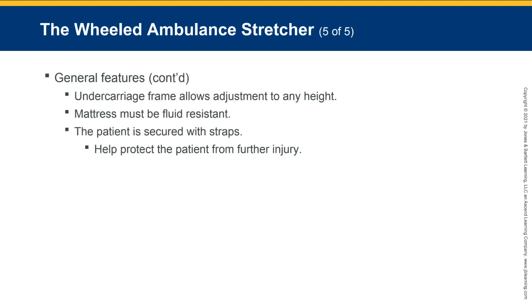Now, the wheeled ambulance stretcher also has an undercarriage frame which allows adjustment to any height. It has a lock which you can release and then adjust the stretcher to any height that you want. Well, not all stretchers are like that. The older models can only go from a high position to a low position. The newer ones, you can adjust to various heights depending on where the patient is and where you want the stretcher to be. It has a mattress, which must be fluid resistant.